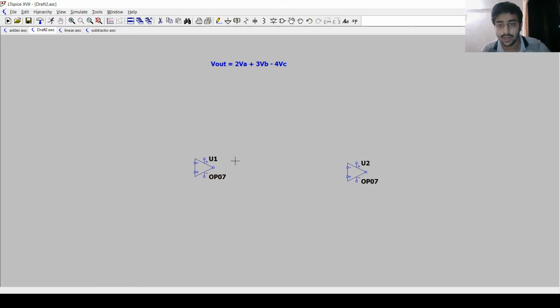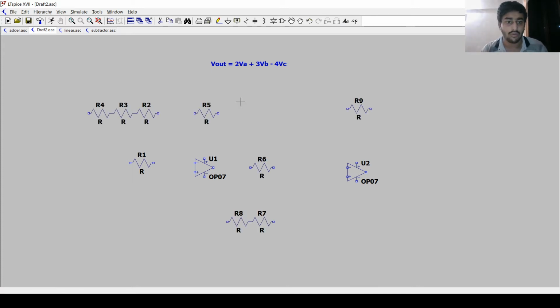After that, we will require resistors. So for resistor, go to resistor. Then to rotate those resistors, press Ctrl R and place it wherever required. Now we will connect them using wires. For that, click on wire and connect them.